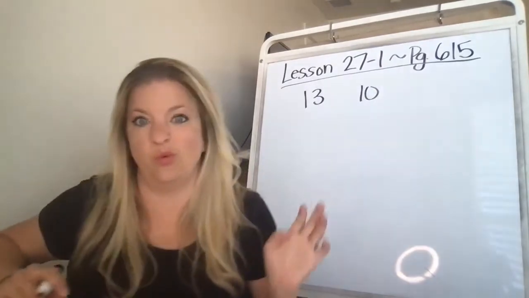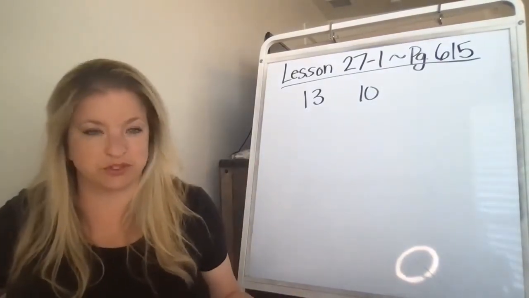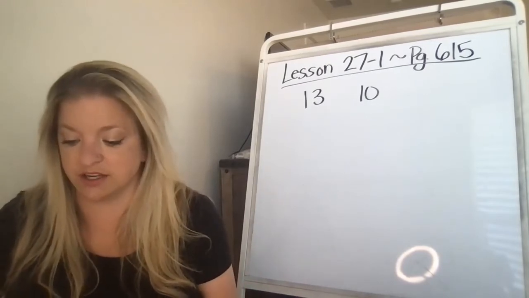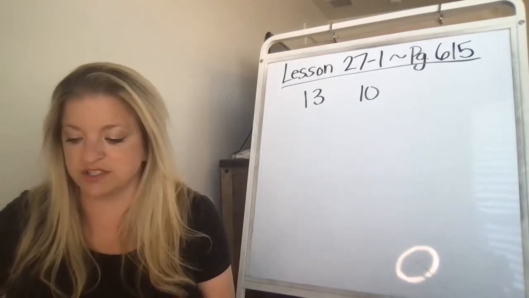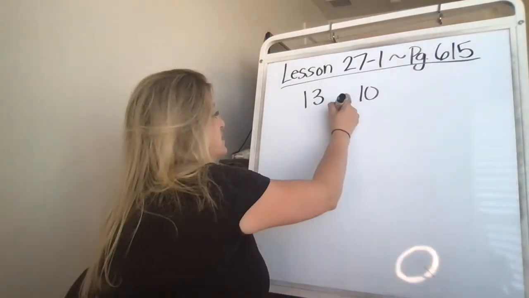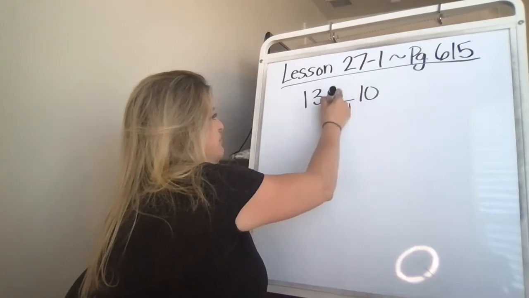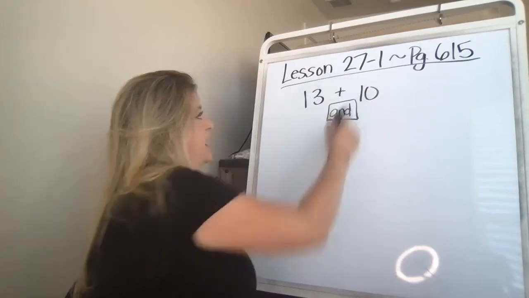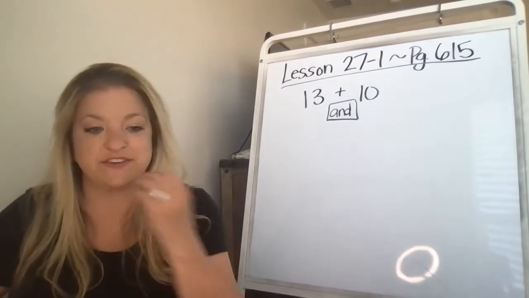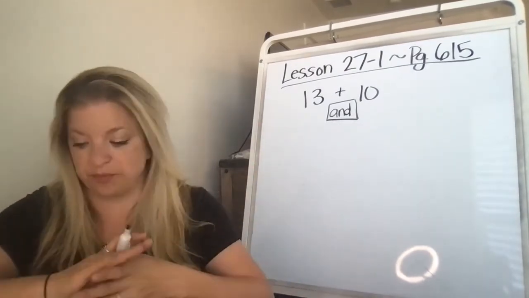And we're going to read it one more time to figure out what we are doing with those numbers. Jordan has 13 toy cars and 10 toy trucks. How many toys does Jordan have? Your word clue here is "and." It's a little bit different, but what that means is we're adding together 13 plus 10 to find out how many toys he has altogether.